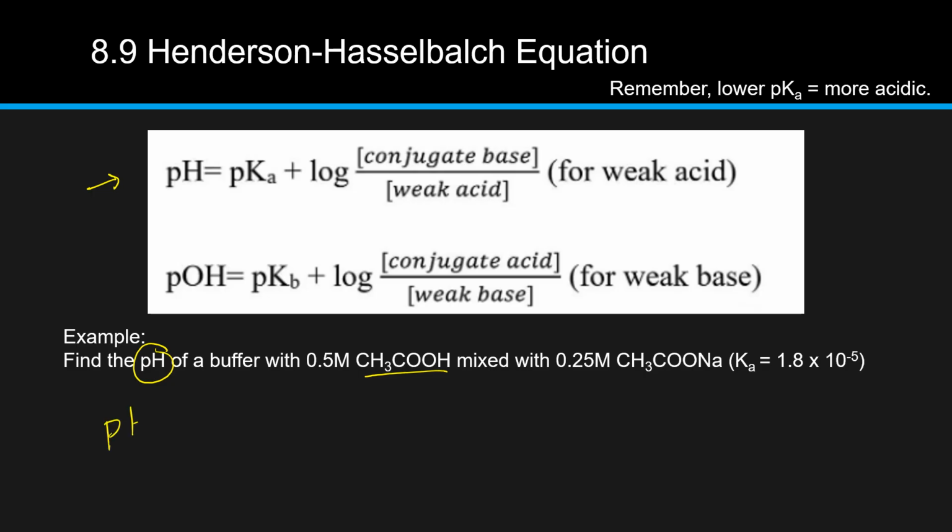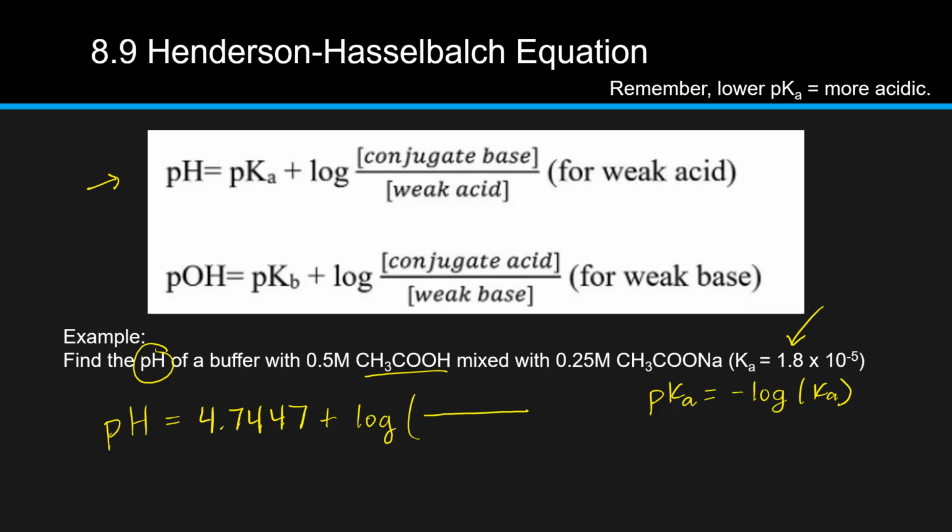So we know pH is equal to the pKa. Well, I'm given Ka, and I know pKa is going to be equal to the negative log of Ka. So in your calculator, you can just do the negative log of 1.8 times 10 to the negative fifth. And that gives you 4.7447, and I'm just going to do a couple extra significant figures so I don't have rounding errors. Then the next part of the equation is plus the log of the concentration of our conjugate base over the concentration of our weak acid.